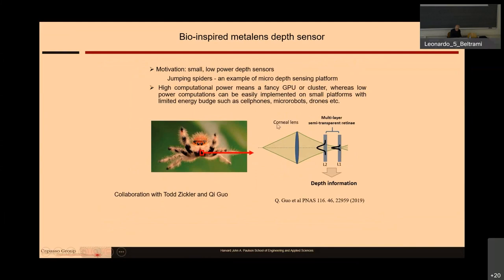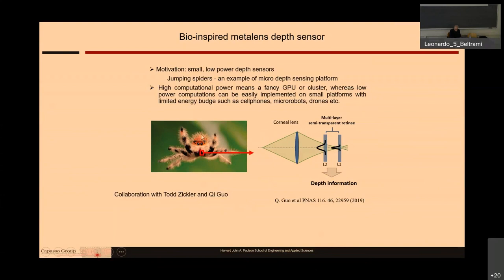So now quickly, I want to move to depth sensing. This was a beautiful collaboration with the group of Todd Zickler at Harvard. They're interested in computational imaging. And the idea here was to try to do what a jumping spider does. A jumping spider jumps about five or six times the length of its body to capture the actual prey because it has two retinas.